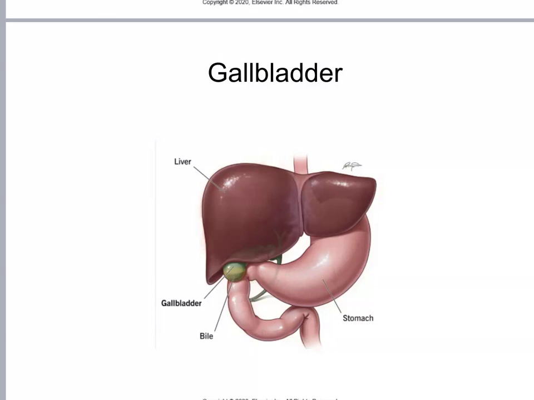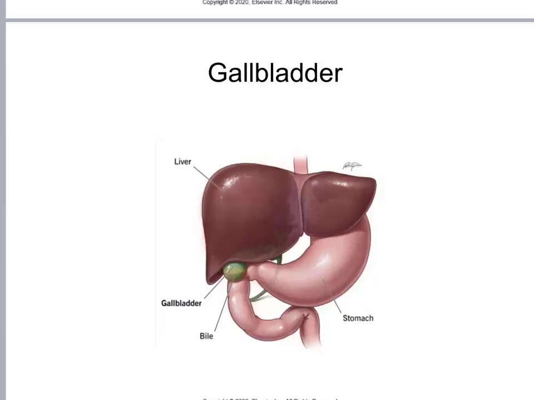So the function of the gallbladder is to produce bile, and that helps emulsify fats, which makes it easier for pancreatic lipase to digest them. So that helps with absorbing the fat-soluble vitamins, and it helps with eliminating bilirubin and cholesterol from the body. So if we don't have the gallbladder delivering bile to the intestine, then we can't digest fat very well.